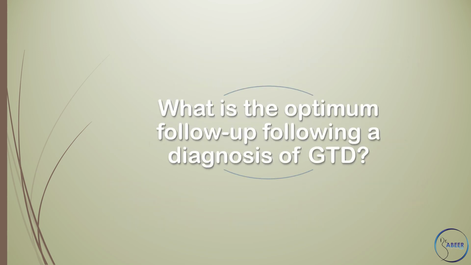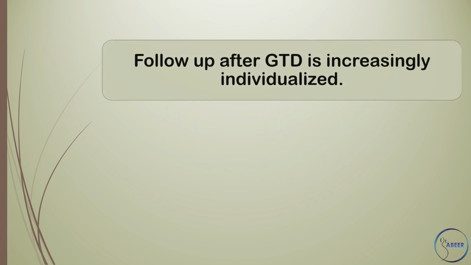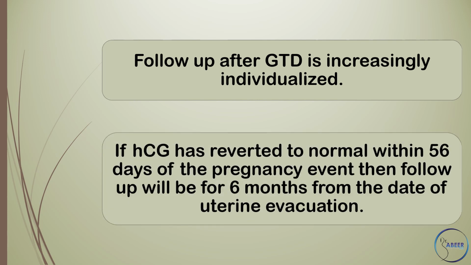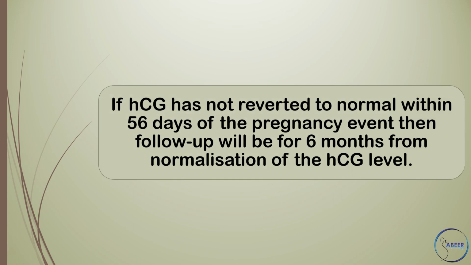What is the optimum follow-up following a diagnosis of gestational trophoblastic disease? Follow-up after gestational trophoblastic disease is increasingly individualized. If human chorionic gonadotrophin has reverted to normal within 56 days of the pregnancy event, then follow-up will be for 6 months from the date of uterine evacuation. If human chorionic gonadotrophin has not reverted to normal within 56 days of the pregnancy event, then follow-up will be for 6 months from normalization of the human chorionic gonadotrophin level.